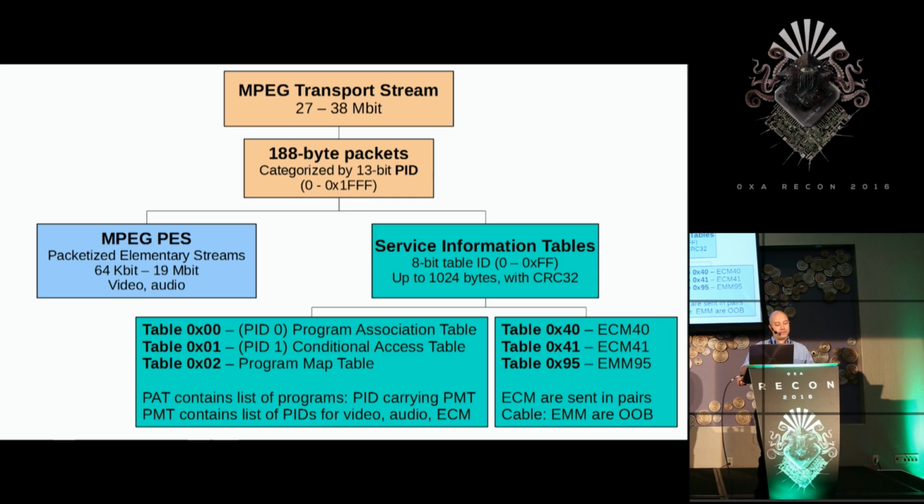The ECM PID is where the entitlement control messages are sent, and they contain information that is used to generate the key to decrypt the packetized elementary stream. This system uses two types of ECM. Table hex 40, I call ECM 40, and table hex 41, I call ECM 41. On PID 1, there may be one or more conditional access tables, and these tables identify a PID that carries EMMs, entitlement management messages. These messages are used to set the access rights for individual set-top boxes with subscription information, such as what channels are available.